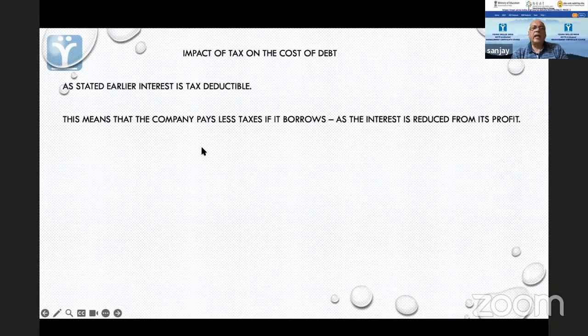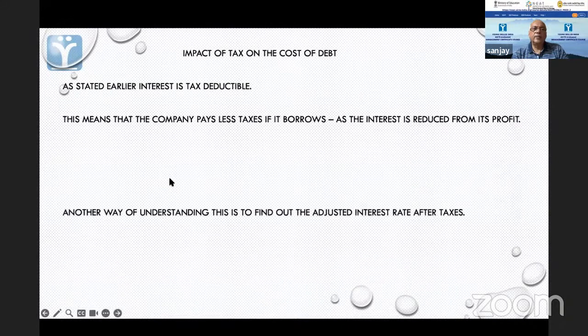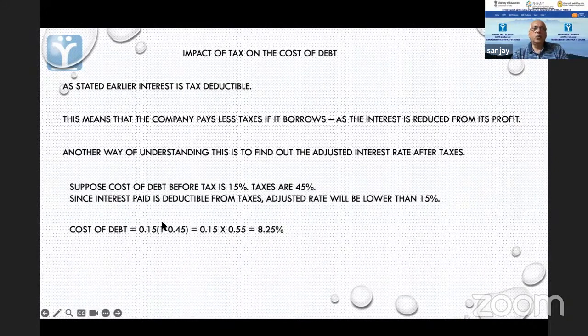For the moment, I will send this to you when I send the presentation, but there's no need really to go into this in detail right now. This is just a way of calculating the cost of debt after paying taxes. So for example, let me give you the bottom line here. Let's say the cost of debt is 15%. Taxes are 45%. So cost of debt is 0.15 into (1 minus 0.45), so 0.15 into 0.55.